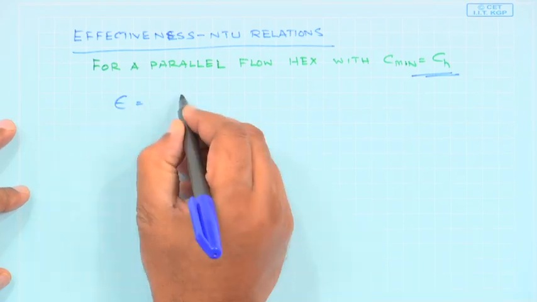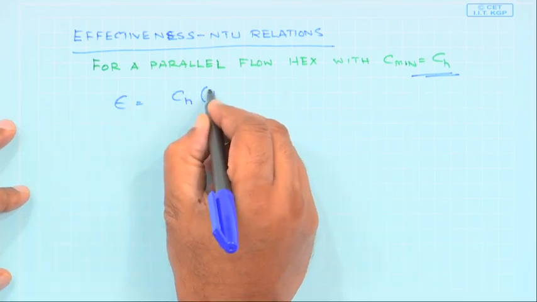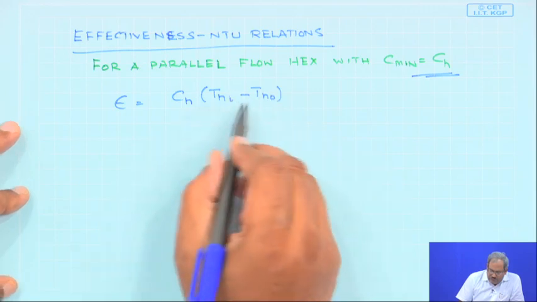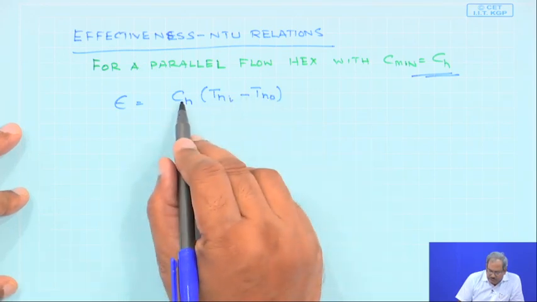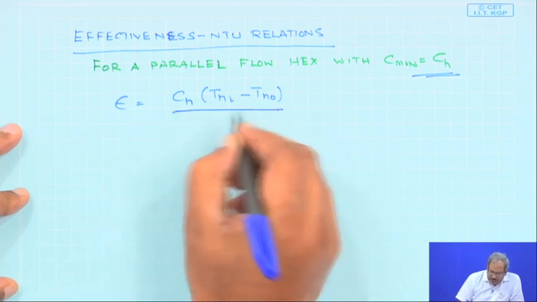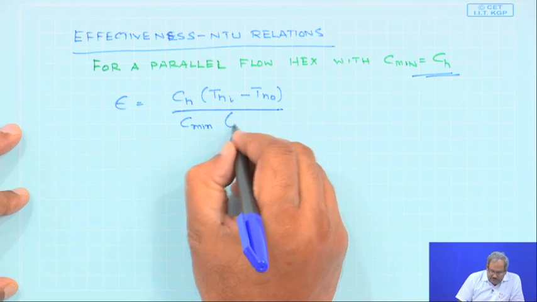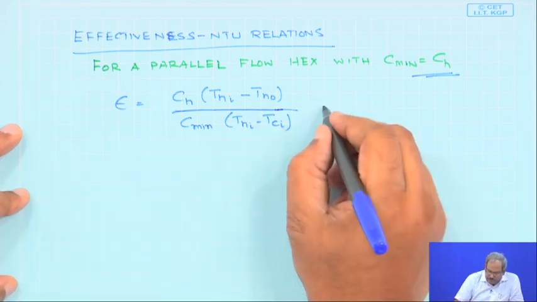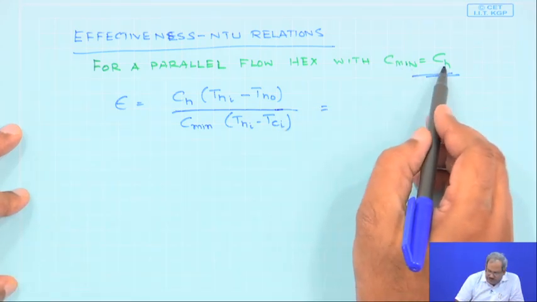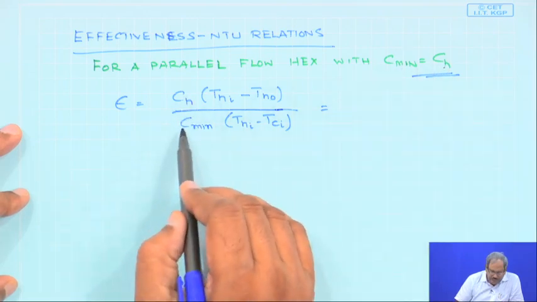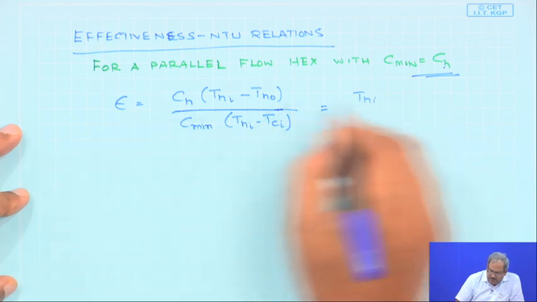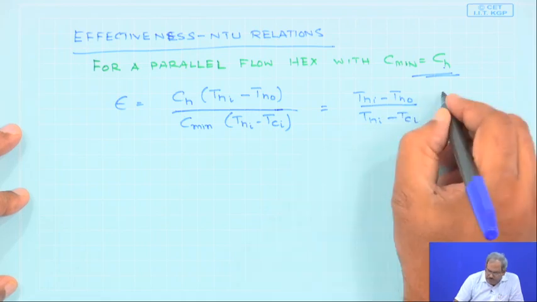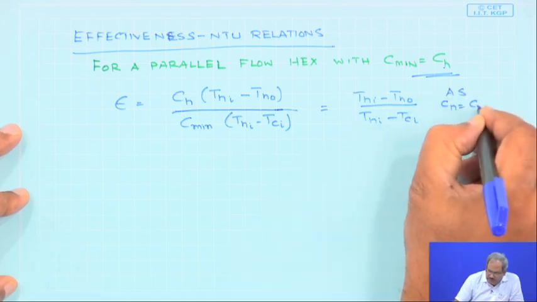So, what is the definition of epsilon? It is the actual amount of heat which has been transferred, so the capacity of the hot fluid times THI minus THO, which is the temperature drop of the hot fluid, divided by the maximum amount of heat transfer possible, which is C minimum times the maximum temperature drop or jump which is possible in this case. And since my C minimum is equal to CH, as we have assumed, these two will simply cancel out, and therefore the effectiveness can be written as THI minus THO over THI minus TCI.